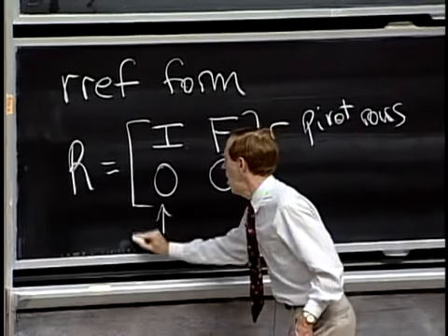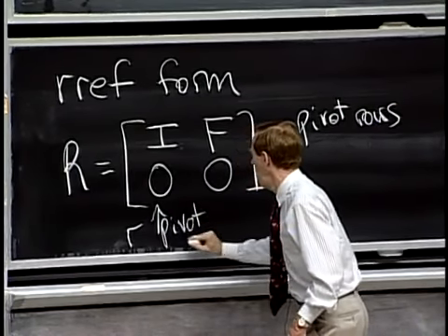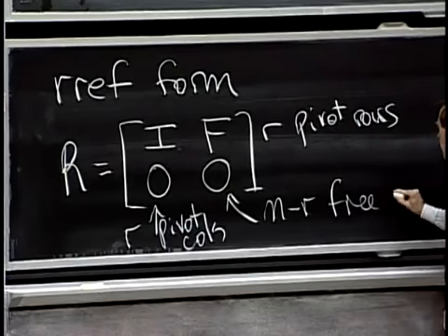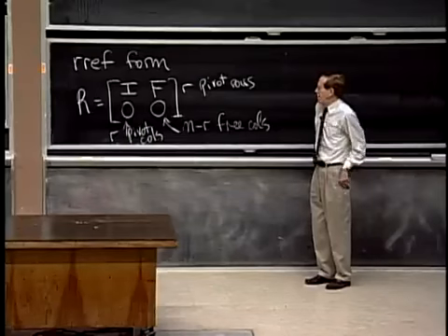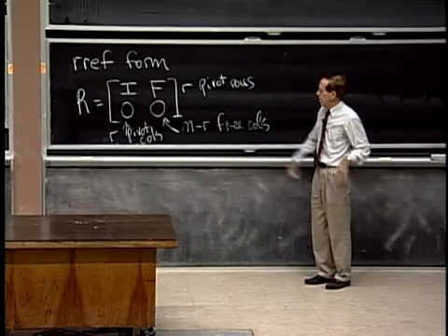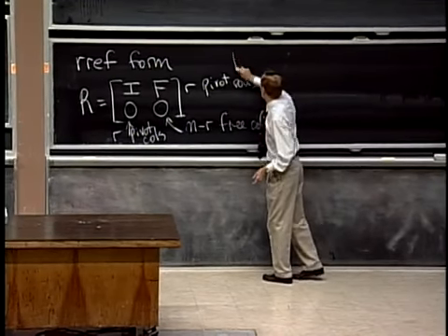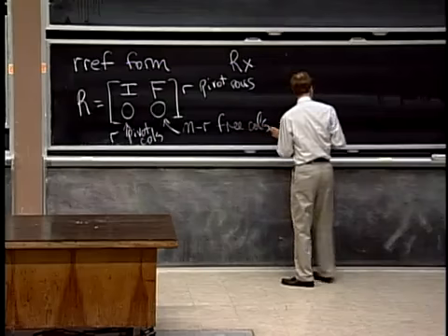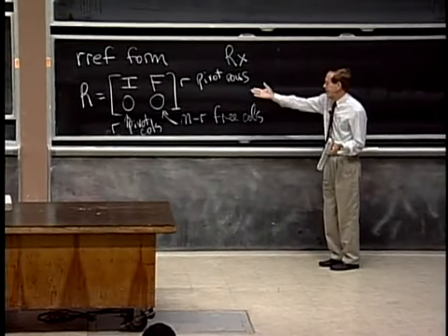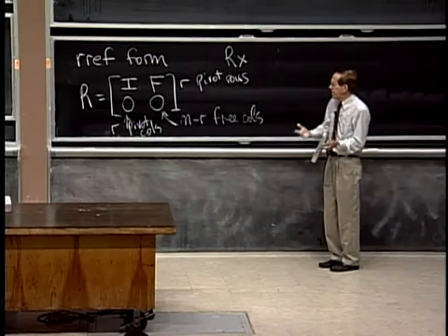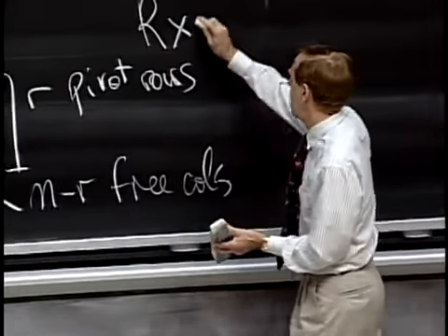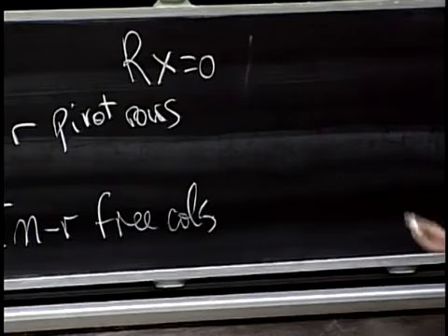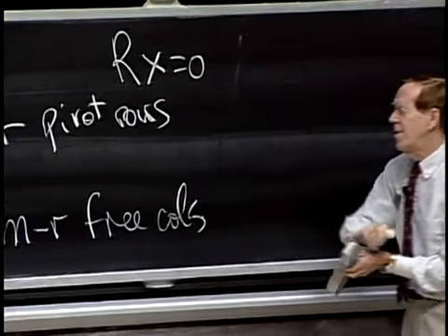This is R pivot columns. And here are n minus R free columns. Okay. Tell me, what are the special solutions? What's x? If I want to solve Rx equals 0, since this is now block matrices, I might as well do all of the special solutions at once. So I want to solve Rx equals 0. And I'll have some special solutions. Actually, can I do them all at once?